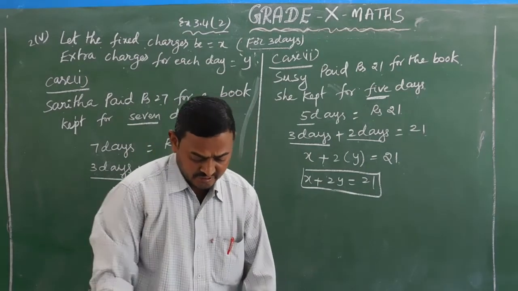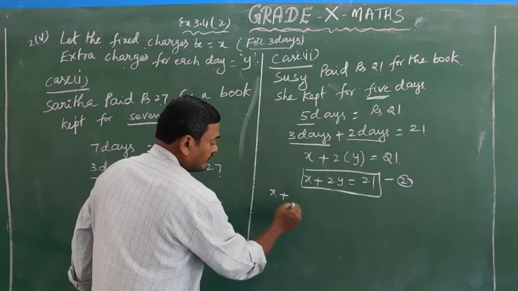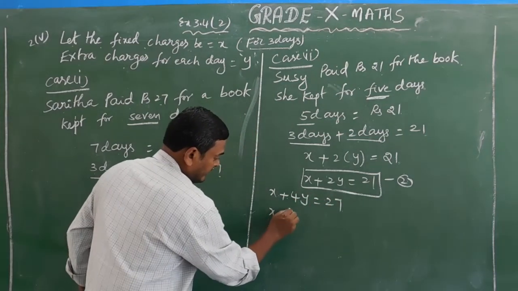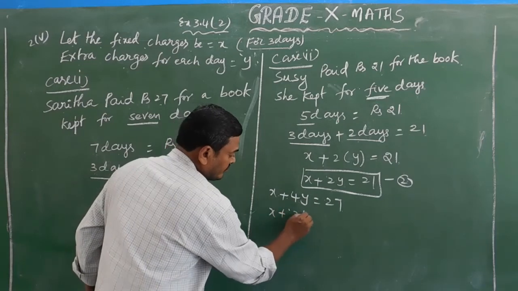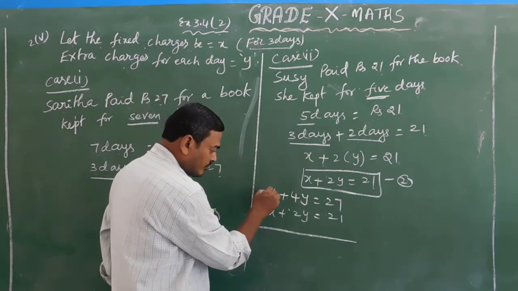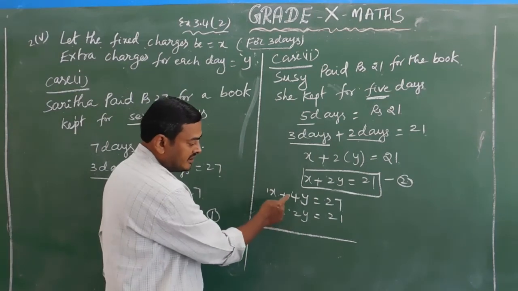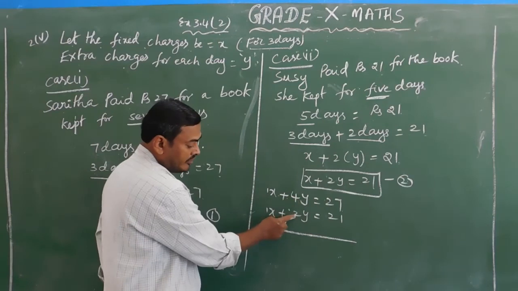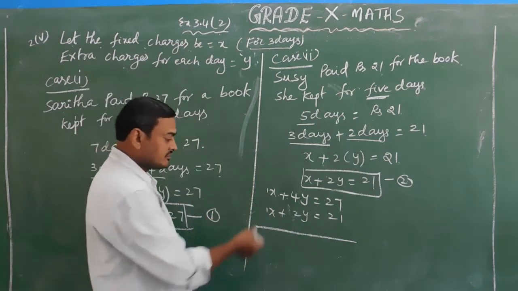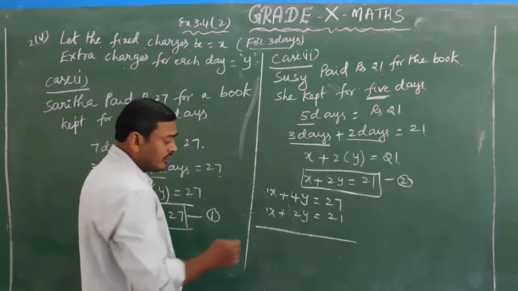Now solving 1 and 2. This is equation number 2. If you solve equations 1 and 2, x plus 4y equals 27, and x plus 2y equals 21. Before solving the equations, we can observe the coefficients. Here the coefficient of x is 1, here also the coefficient of x is 1. For y, here the coefficient is 4, here it is 2. The symbols are the same but the coefficients are unequal. So here the symbols are equal and the coefficients of x are also equal. Now what will happen?